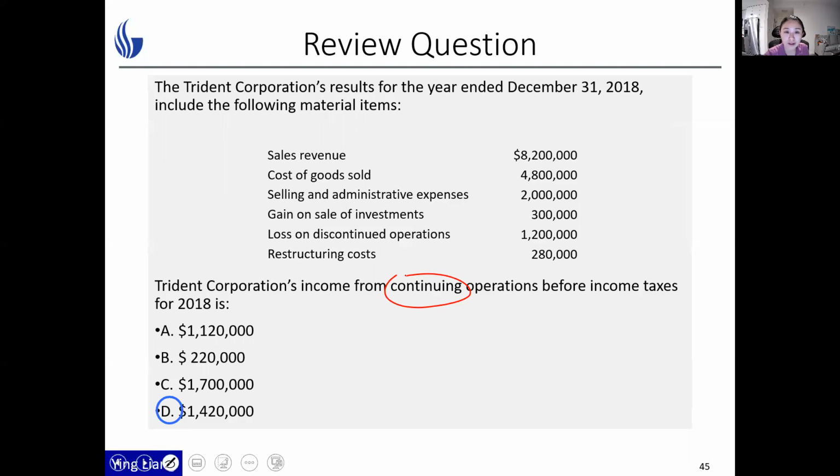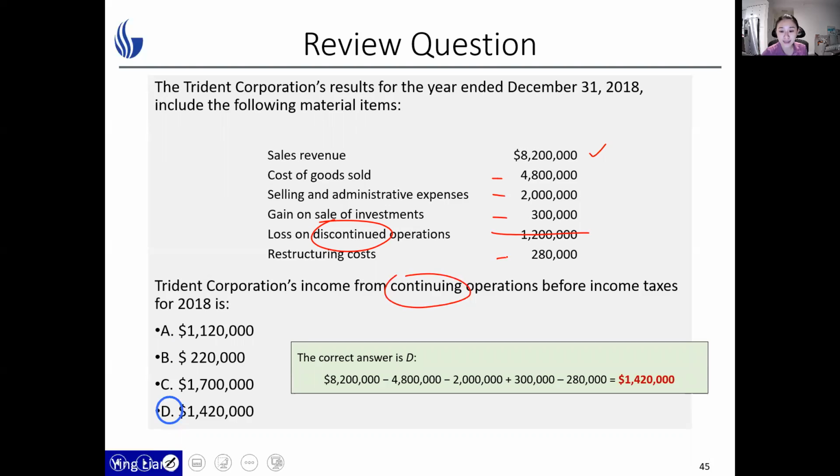Well, sales revenue is the beginning line, so definitely it is. And then cost of goods sold should be subtracted from the sales revenue. Selling and admin expense is also part of the operating expense. Gain on sale, this is a non-operating item, but also from continuing operations. Now, loss on discontinued operation is not going to be included in the calculation. So I just cross it out. Restructuring cost, it is a continuing operation and it's also an expense, so it needs to be subtracted.